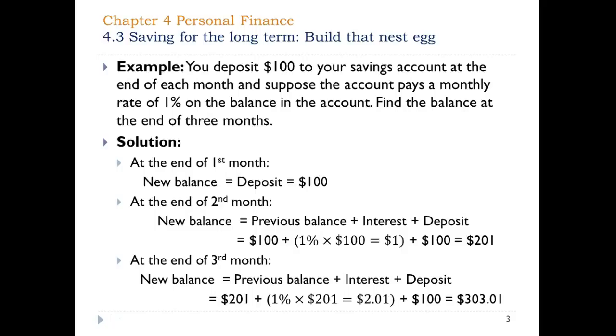Solution: at the end of the first month, the new balance is equal to the deposit, which is $100. At the end of the second month, the new balance is the previous balance plus interest plus the new deposit. That's $100 plus 1% of $100 plus $100. That adds up to $201. At the end of the third month, the new balance is equal to the previous balance plus interest plus deposit, which is equal to $201 plus 1% of the previous balance plus $100, and it's $303.01.